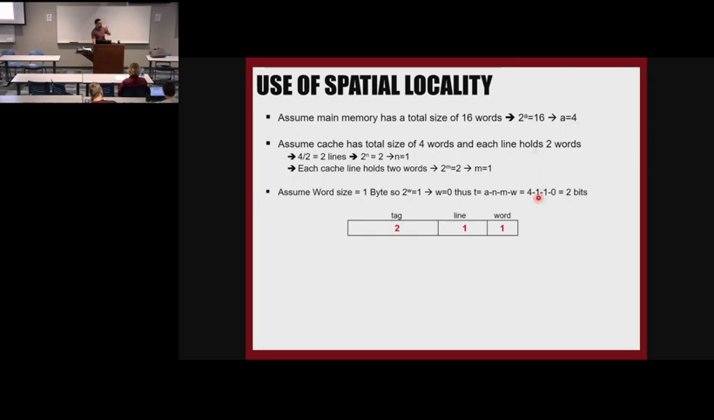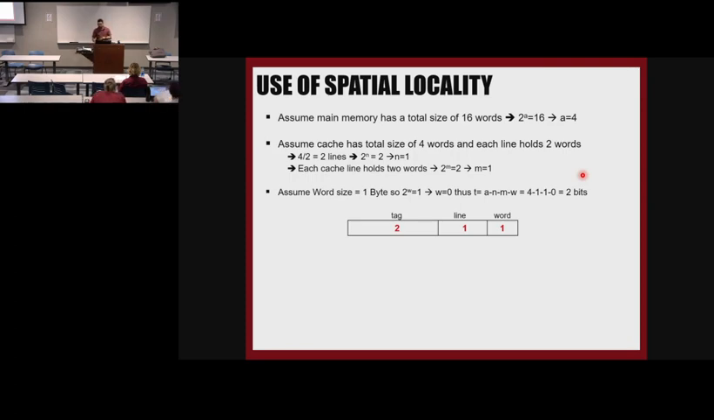Right? So we just have 4 bits in the entire address bus. And then we have a cache that has a total size of 4 words, and each line holds 2 words. Since each line has 2 words, it means that n is equal to 1. And we have 2 lines, because the total size is 4 words and each line has 2 words. So when we have 2 lines, n would be equal to 1 as well. So we have n equal to 1, and also m equal to 1.